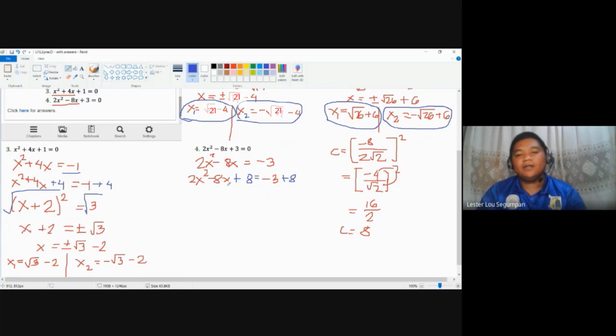However, for number 4, this cannot be expressed yet as a perfect square trinomial because the first term is not a perfect square. Actually, you could just simply factor out 2: 2 times x squared minus 4x plus 4, so that you would see here the perfect square trinomial is equal to positive 5.